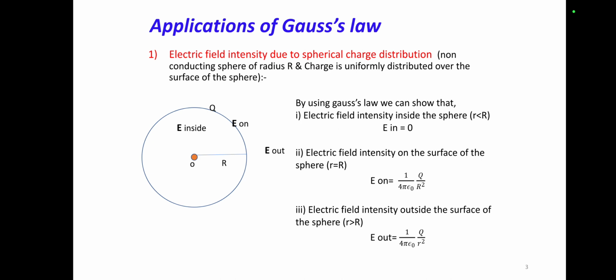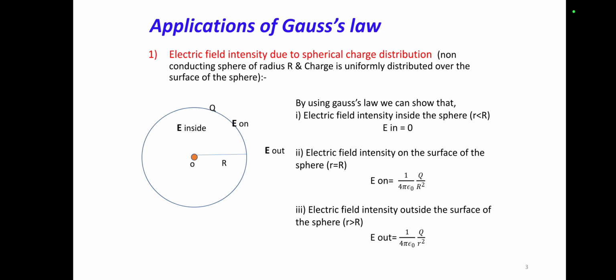Second is the electric field intensity on the surface of the sphere, that is r equal to capital R, where the Gaussian surface radius is equal to the radius of the sphere. So E on, that is the electric field intensity on the surface, is equal to 1 upon 4 pi epsilon naught into q upon r square.